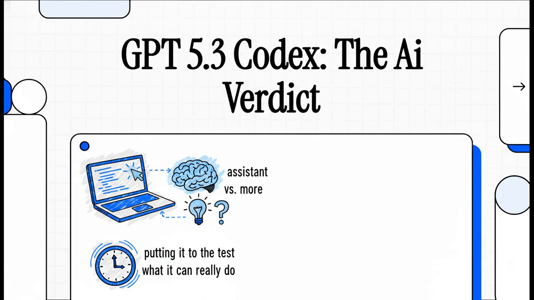OpenAI just dropped its brand new GPT 5.3 Codex model, and it comes with a dedicated Mac app. But here's the thing, they're not just calling it another coding assistant, they're calling it an agent. So today, we're going to put that claim to the test and see if this is all just marketing or if it's a real leap forward for AI in software development.